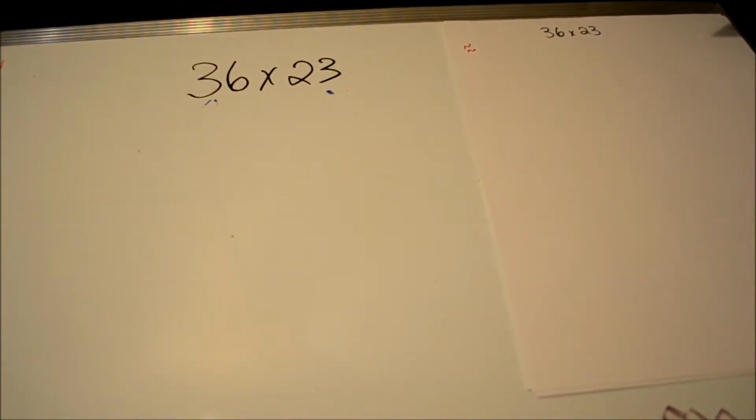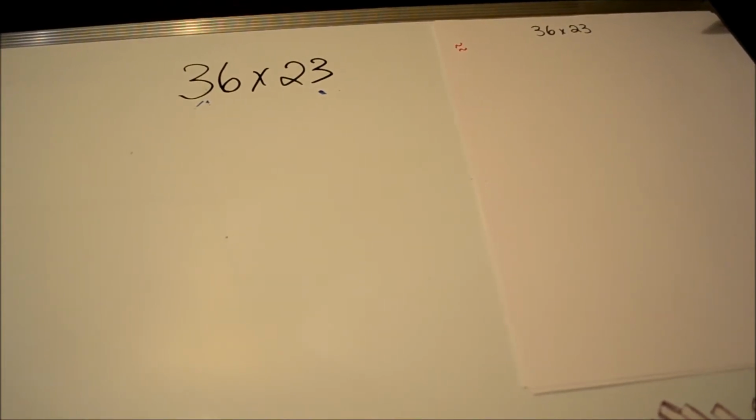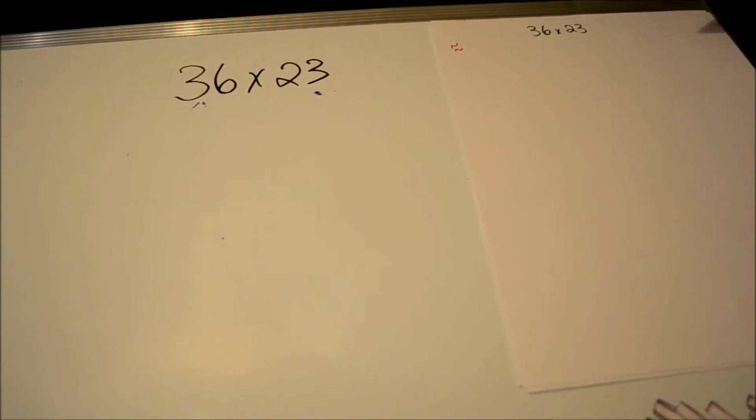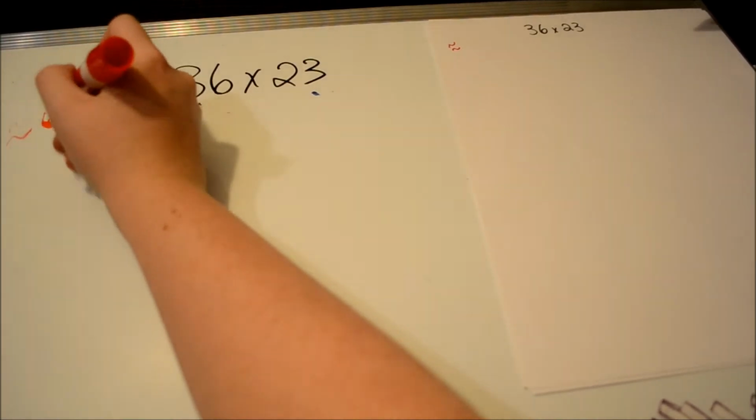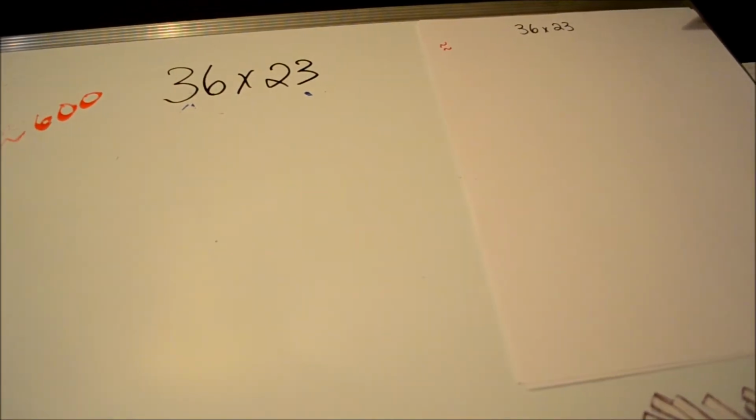to show you a way of solving a multiplication computation using base 10 blocks. First, what I'm going to do is make an estimation. Using front-end multiplication, I estimate that the answer will be at least 600 because 30 times 20 is 600. So I know our answer is going to be fairly close to that.